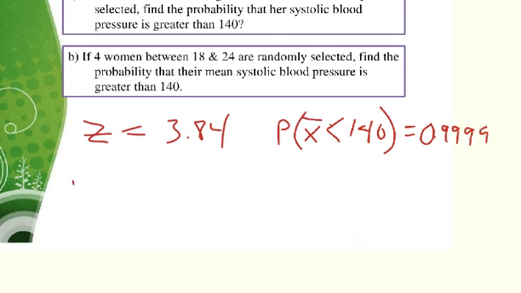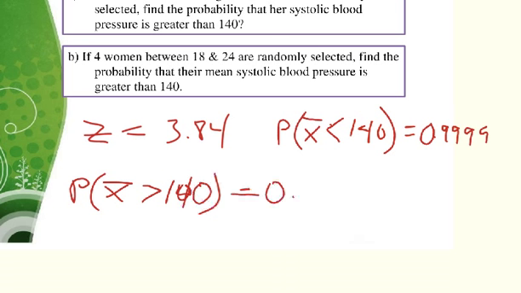So that means the probability that my mean is greater than 140 is going to be 0.0001. Now, depending on what table you look at, you might be told to put 0.9998 here, which would make this 0.0002. Either way, those probabilities are so small and insignificant, it won't matter in the end.